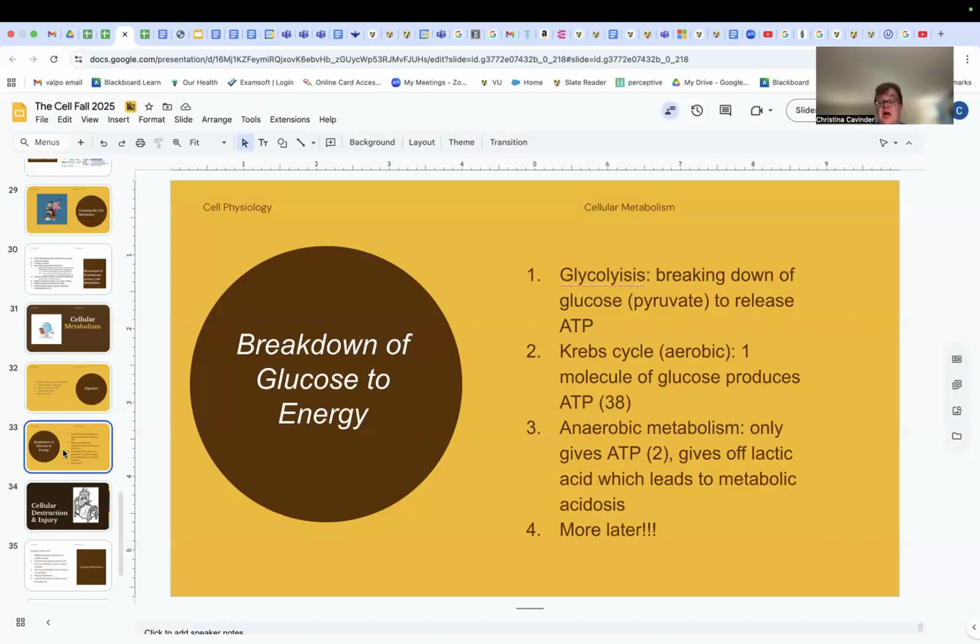Anaerobic metabolism does not use oxygen. You think, well, that's great. So if my body's still going to work if I don't have oxygen... Well, it's not going to work very well, because that glucose going through anaerobic metabolism will only give off 2 ATP. So not very much energy at all. But it also gives off lactic acid, which leads to metabolic acidosis. So that's a huge issue. Again, we're going to talk about this more later, but you do need to know the first steps of this for this first lecture.